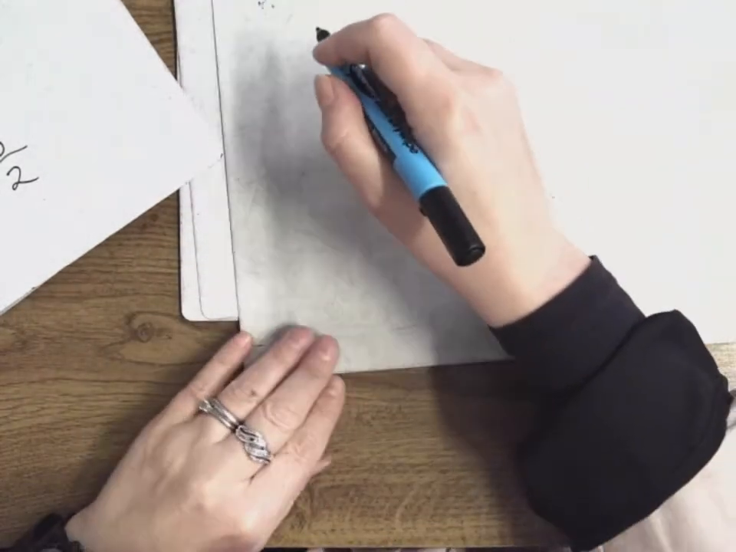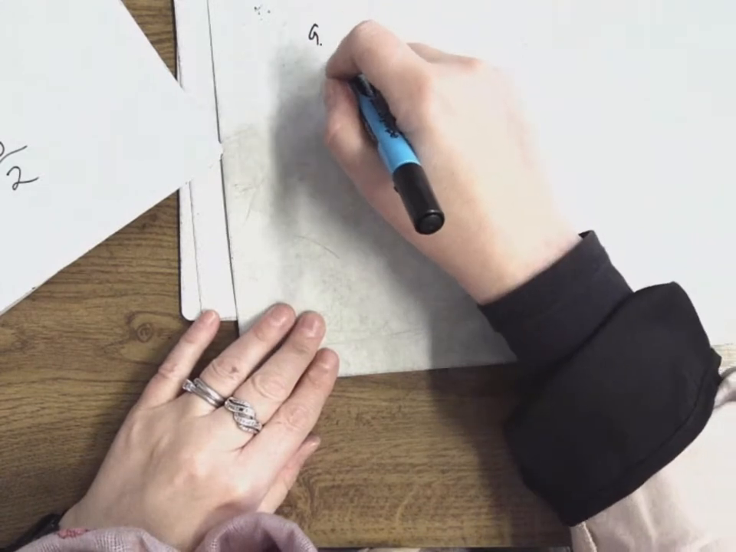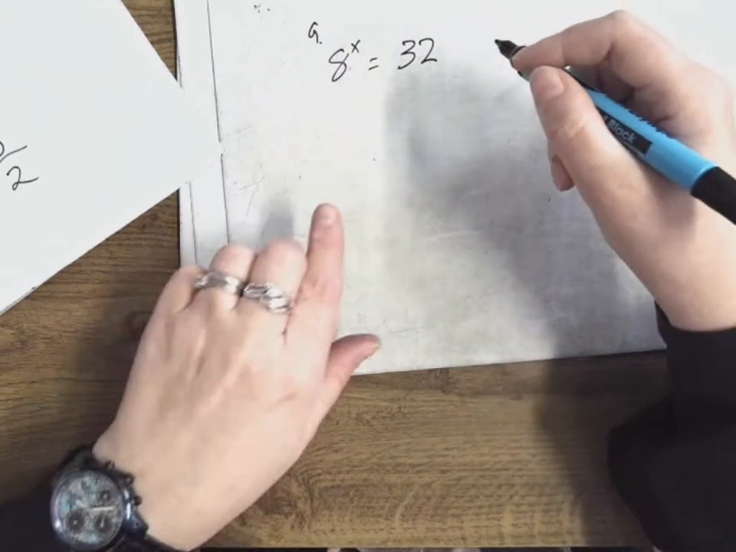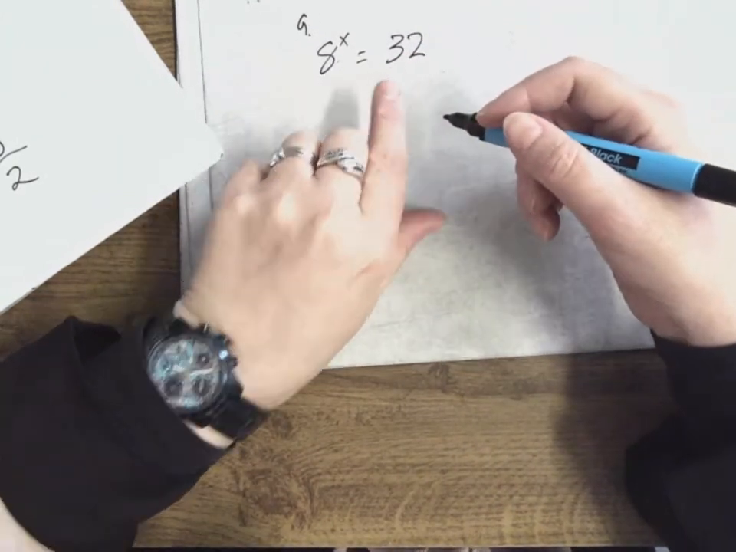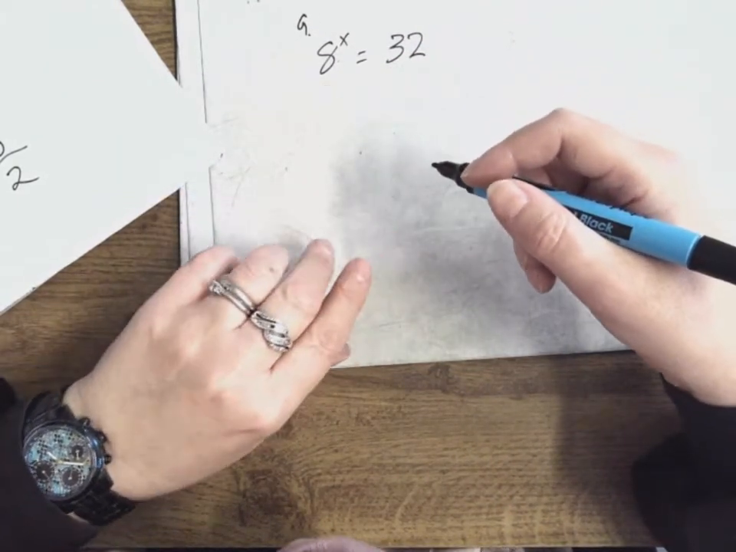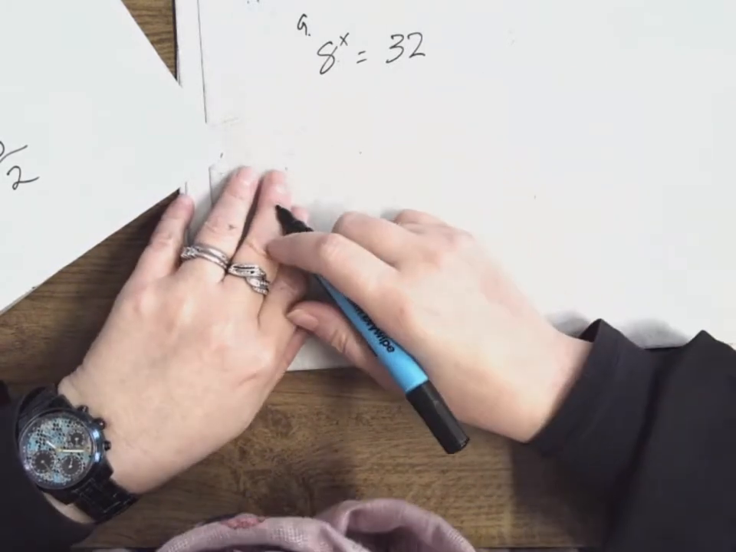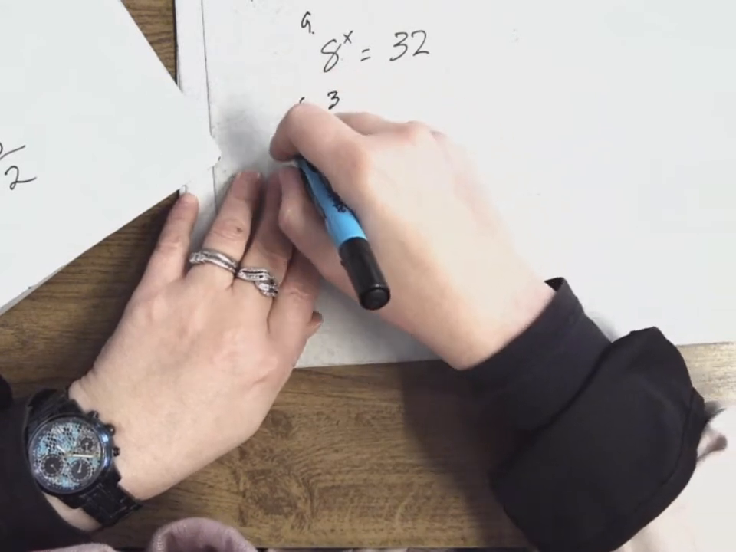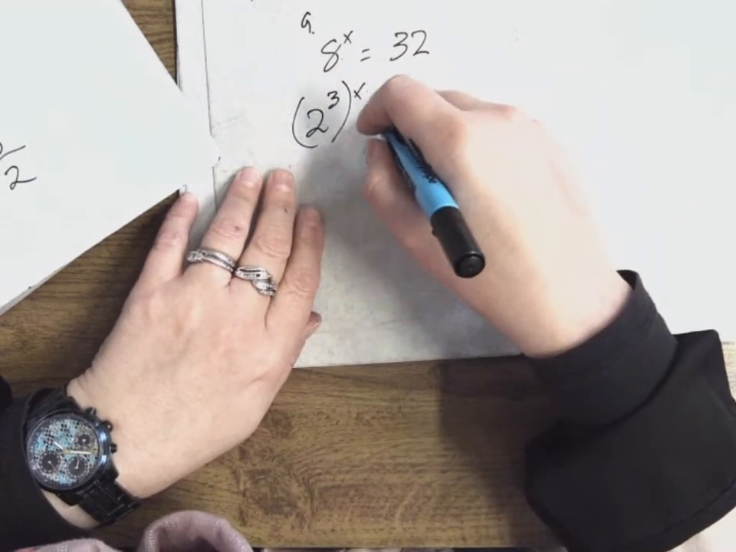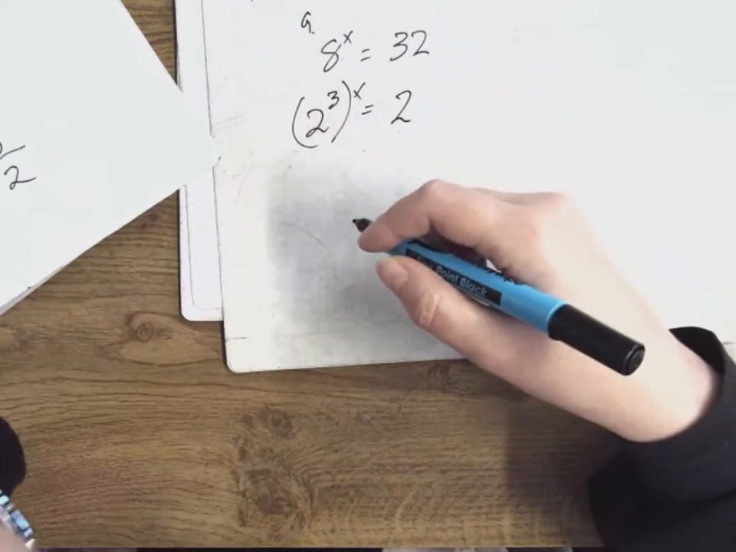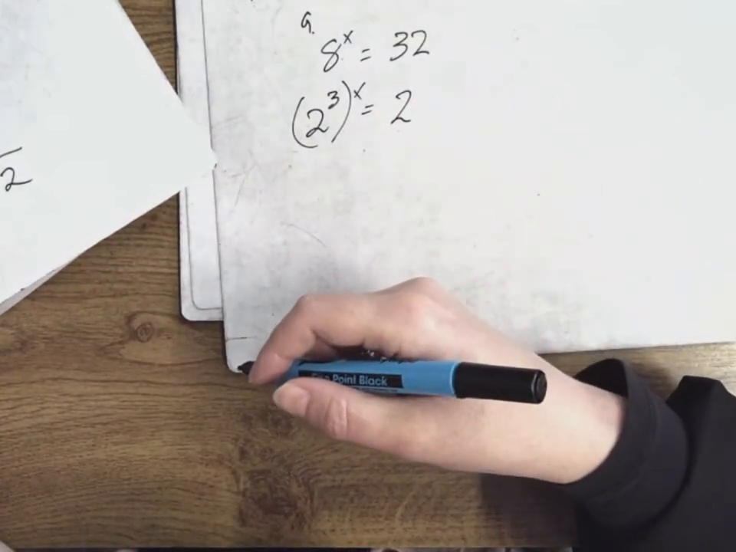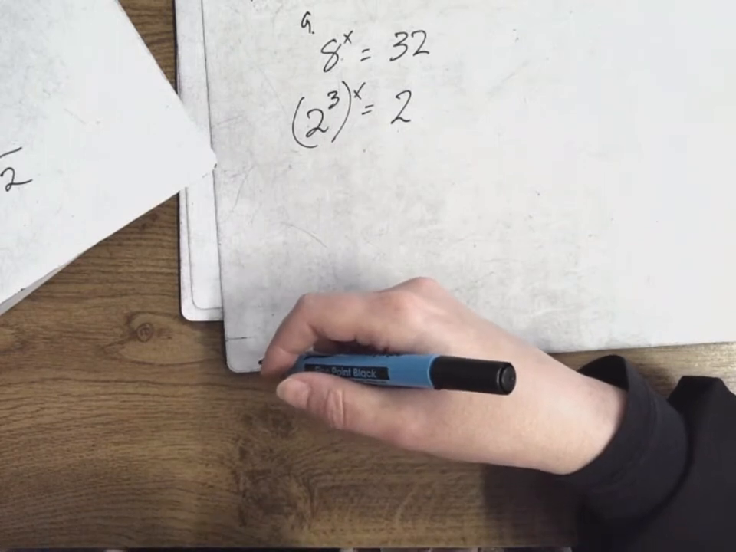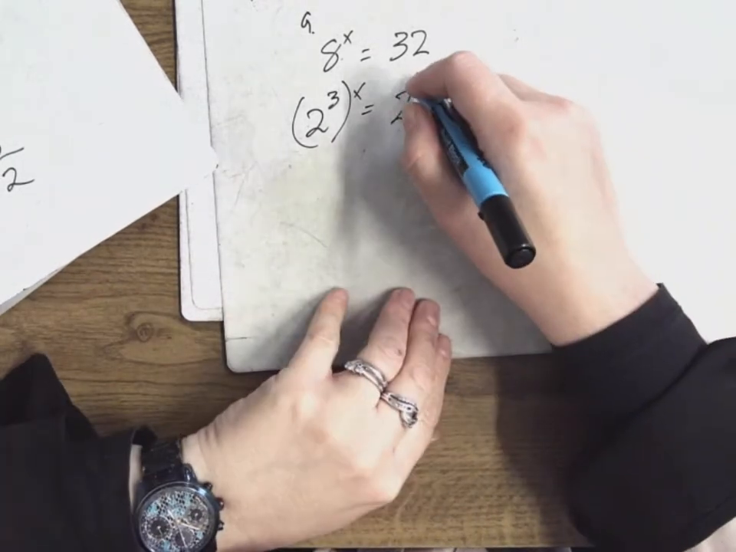So number 9 is 8 to the power of x equals 32. Right. That can't be written as a power of 8, sure it can't. So write everything as a power of what? 2, thank you. So 2 to the power of 3 is 8, all to the power of x equals 2 to the power of 32. 2 by 2 by 2 by 2 by 2, 2 to the power of 5.